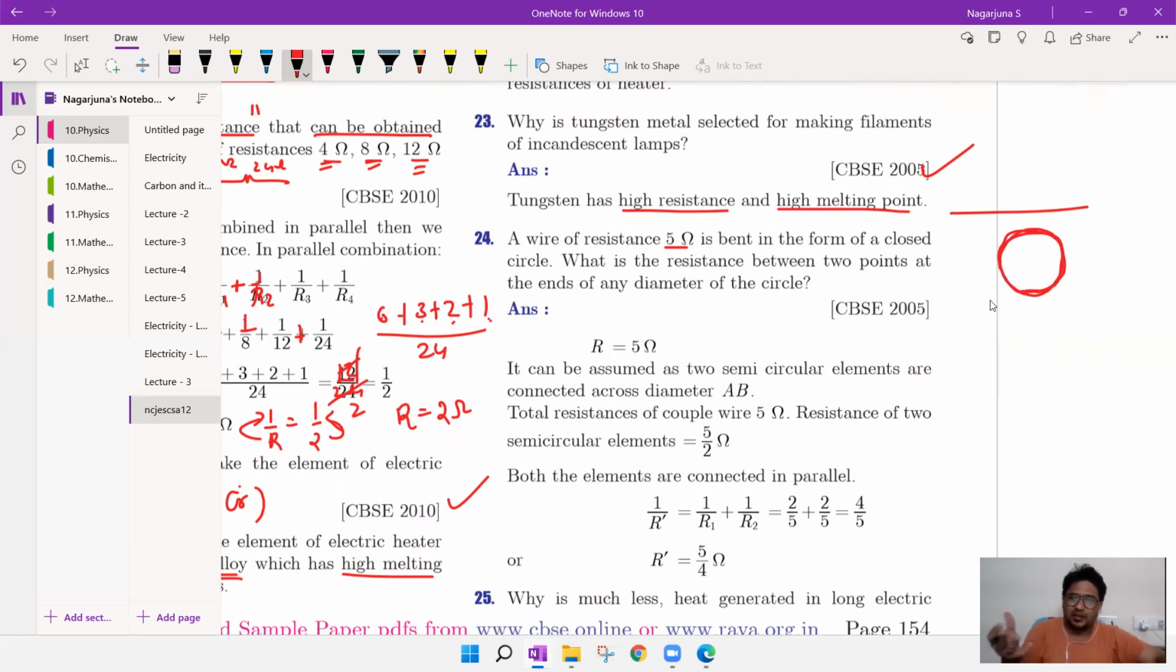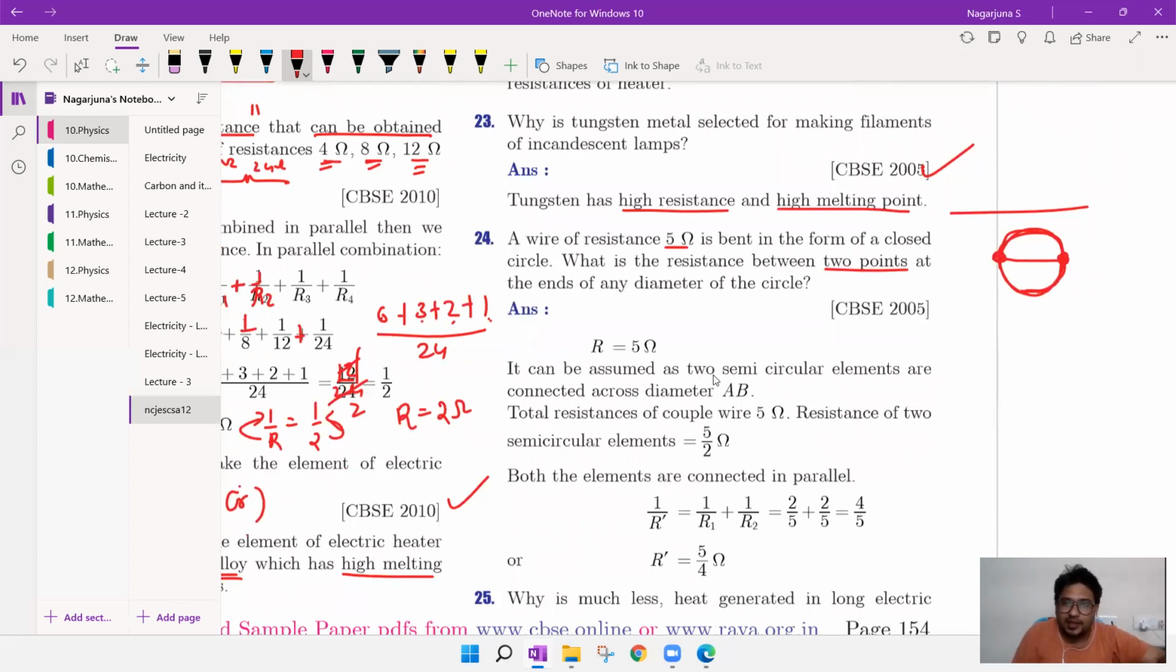In 2010, 11, 12, 16, 20, questions are somewhat easy. But if you observe the 2005, 2004, 2003 questions, they are much trickier. Now you see, when it is bent in the form of a circle, what they're asking is the resistance between 2 points at the end of any diameter. If you draw this point and this point, what is the resistance value?